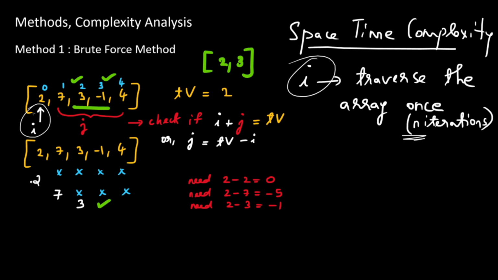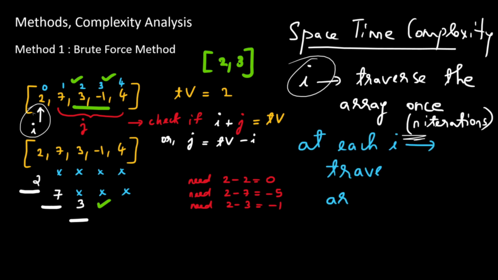So again, we have seen I traversing. I was pointing to the value 2, and at this point it was pointing to the value 7. At this point it was pointing to the index with the value 3. So it's pointing at the indices with the values 2, 7, 3, etc. So we were traversing the array by changing this pointer. Now at each I, we are again traversing the array. That's what we did with the j pointer over here, and so this is another n iterations.